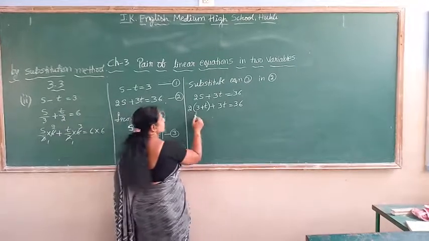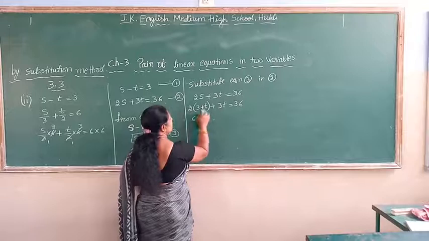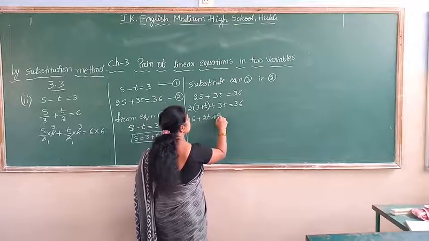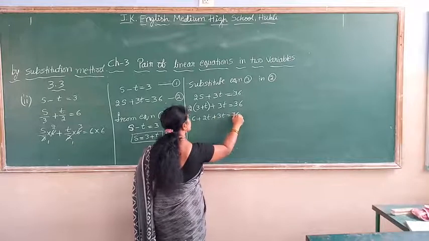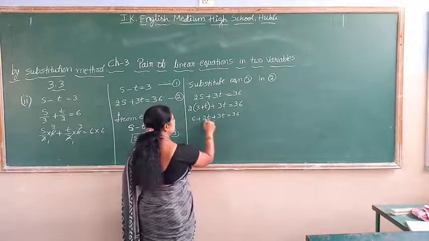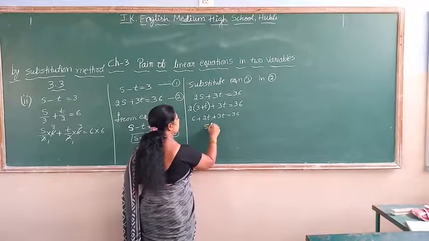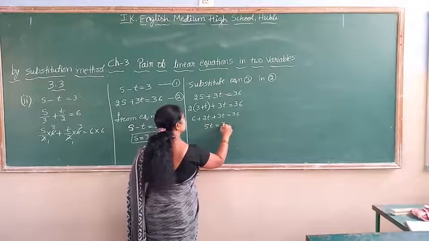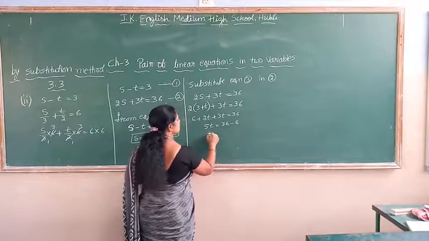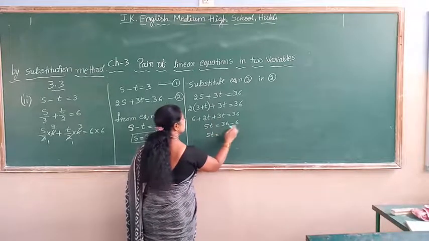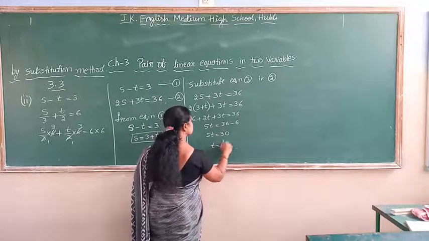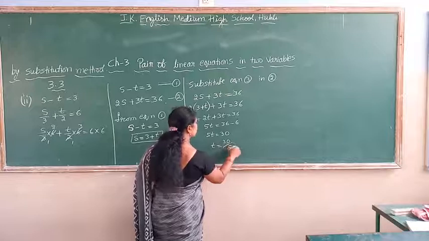So 2 threes are 6, plus 2 into t is 2t, plus 3t is equal to 36. You take the 6 aside. 2t plus 3t is 5t is equal to 36. If this 6 goes to this side, it becomes minus 6. So 5t is equal to 36 minus 6, which is 30. So the value of t is 30 divided by 5.